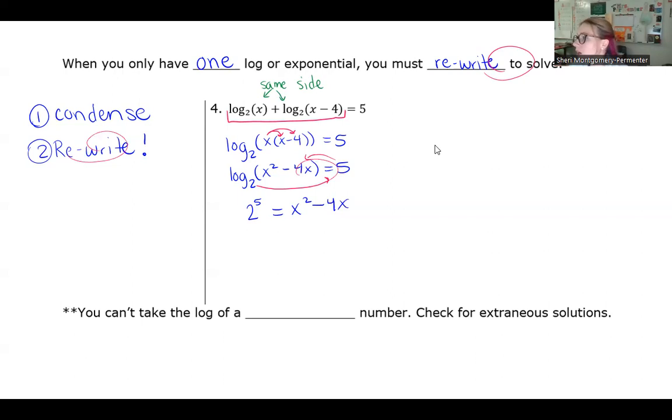At this point, we have no more log. But I do have an x squared. When I have an x squared, how do I have to solve it? Is this like the steps that we wrote down just above it? On the front page, we wrote down, we had something that was squared. So, before you factor, you have to do what? Set it equal to 0.